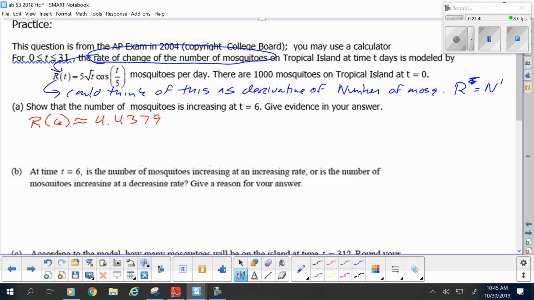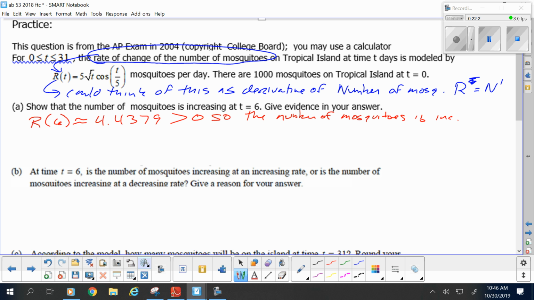Yeah, so you can actually say that in a sentence after, or you can say, this is greater than 0, so the number, good English would be awesome. So the number of mosquitoes is increasing. What you can't do is leave it to the reader to make the positive conclusion for you. It's not enough to say, hey, it's 4.437, so it's increasing. That leaves it to me to say, oh, it's because it's positive. That's your job to say, because it's positive, that's why it's increasing. You with me? All right.